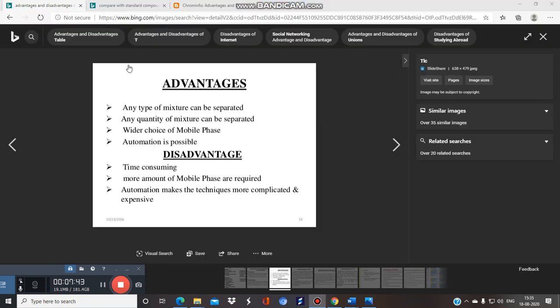Just see another slide of advantages and disadvantages. This is from this reference. I will include it in the reference section also. Advantages: any type of mixture can be separated by TLC, any quantity of mixture. Automation is possible, but only in the case of HPTLC. It is time consuming, more mobile phase and more solvent is required, and the automation is quite complex. It is only achieved in the case of HPTLC, not in TLC.